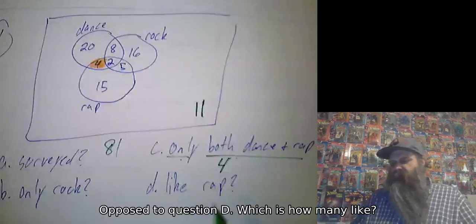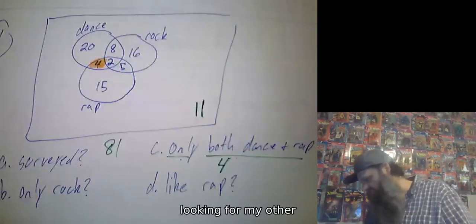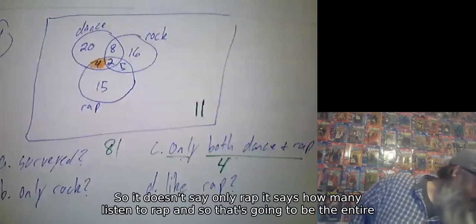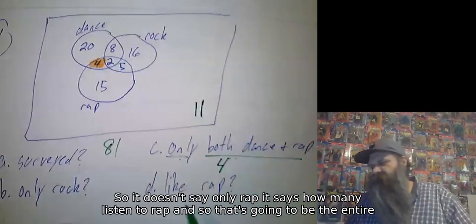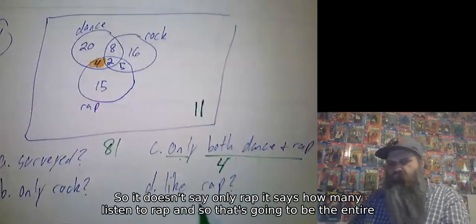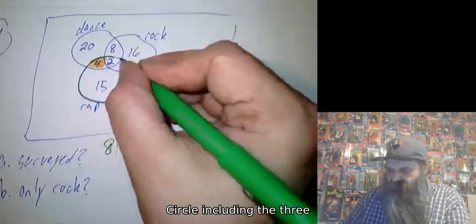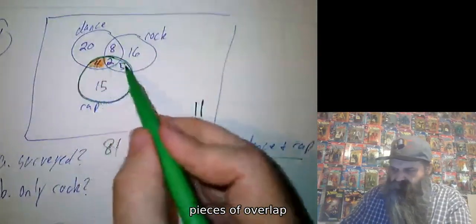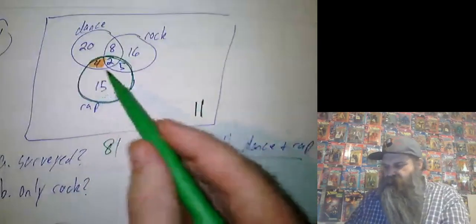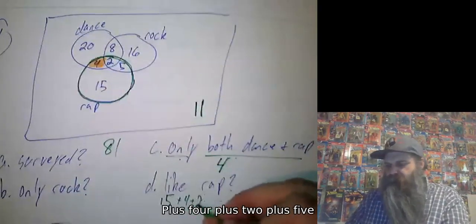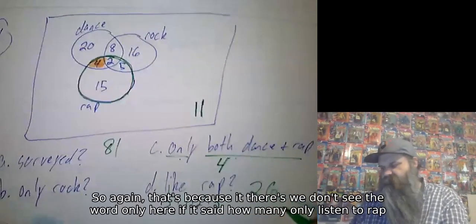As opposed to question D, which is how many like rap music. I was looking for my other highlighter. Can't find it. So it doesn't say only rap. It says how many listen to rap. And so that's going to be the entire circle, including the 3 pieces of overlap. So this is the 15 right here, plus 4, plus 2, plus 5. So that's what, 26?